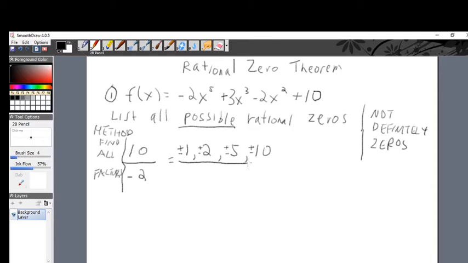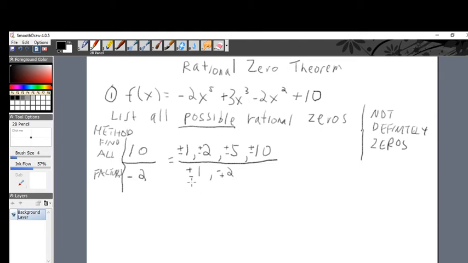Okay. Underneath, what about -2? The factors of -2 are, you could have a +1 times a -2, right? But you can also have a -1 times a positive 2. So these are all factors of, I'm sorry, of 2. Factors of negative 2.